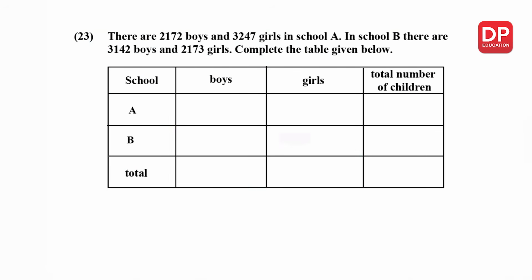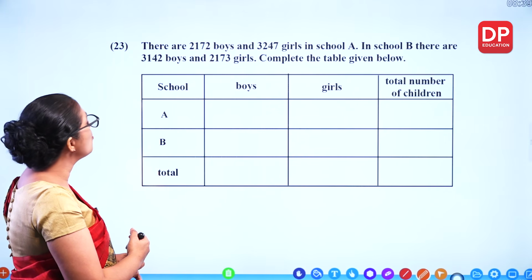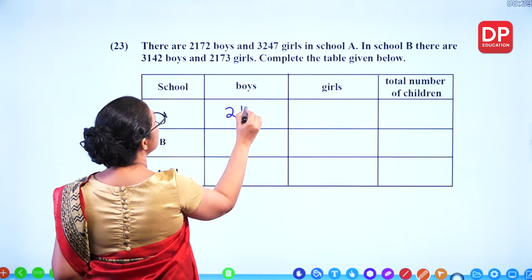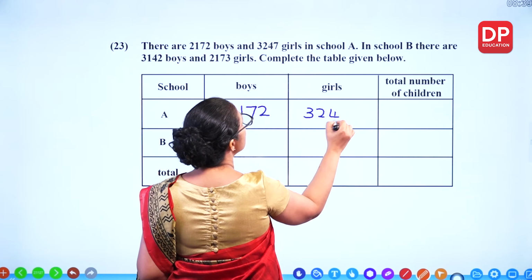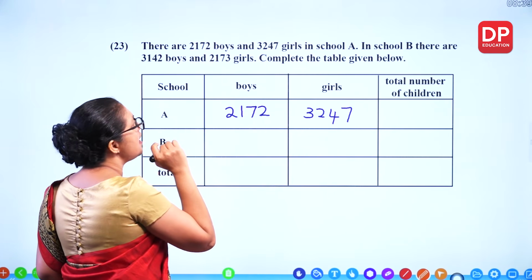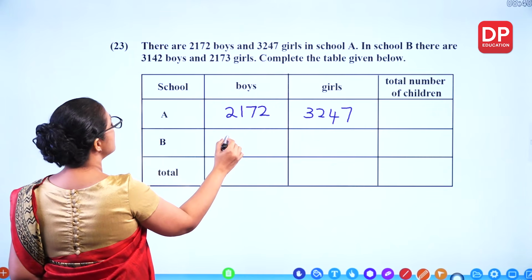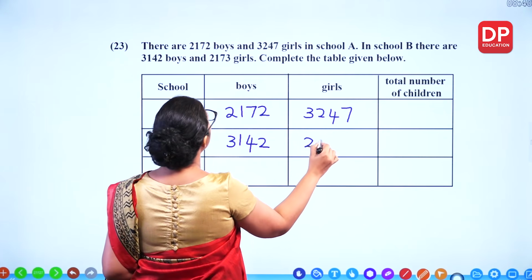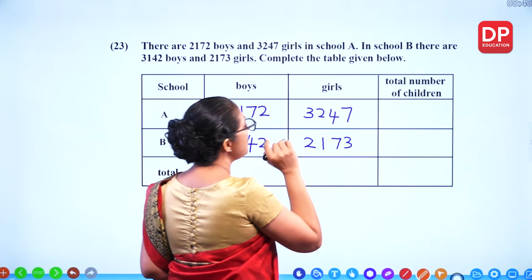Look at this question. There are 2,172 boys and 3,247 girls in School A. School A, 2,172 boys, 3,247 girls. In School B, there are 3,142 boys and 2,173 girls. Complete the table given below.